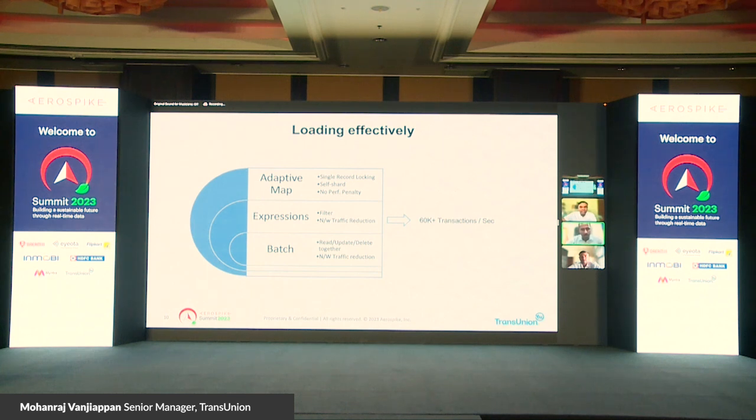So of course, adaptive map. We did not have a performance penalty in our use case because with the expressions we were able to move a lot of the business logic computations to the server side. And in expressions as well, we have applied filters, and because of the server-side logic computations, we were able to save network traffic time. And with the batch operations, we tried to combine most of the possible CRUD operations in a batch and send them together to avoid network traffic.